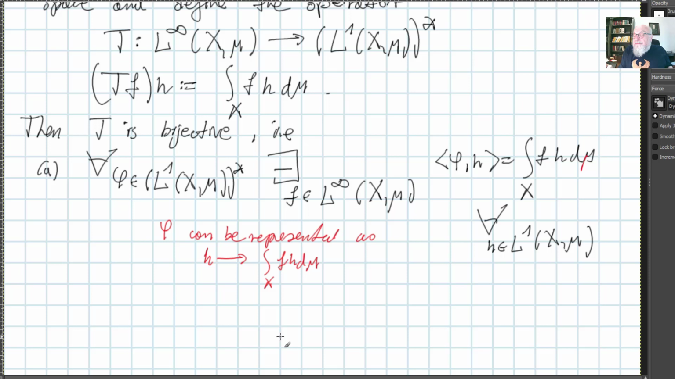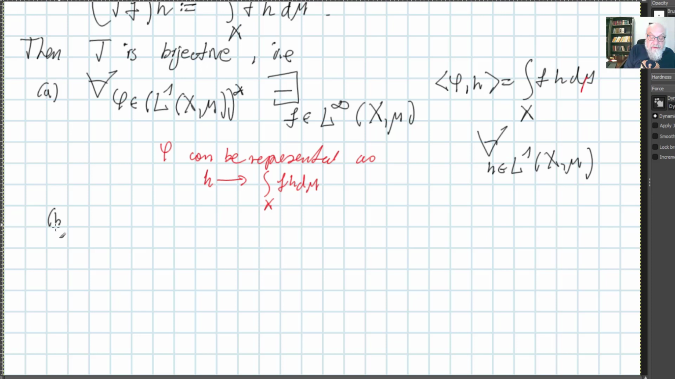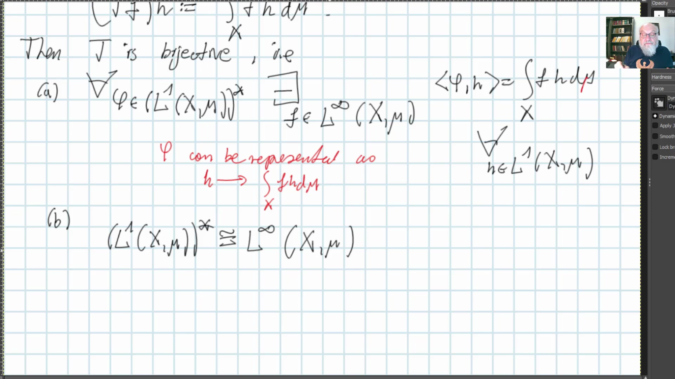Part B, of course, immediately follows from the bijectivity, since in this case L1(X, mu) dual is the same up to isometry as L infinity(X, mu). Here we will also show that in addition the norm of phi equals the L infinity norm of f, which means simply that T is an isometry. So that's the formulation, and we will move directly to the proof of the theorem.